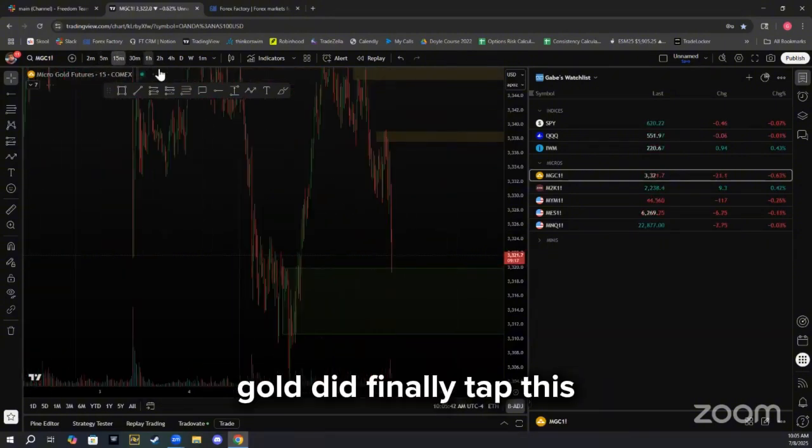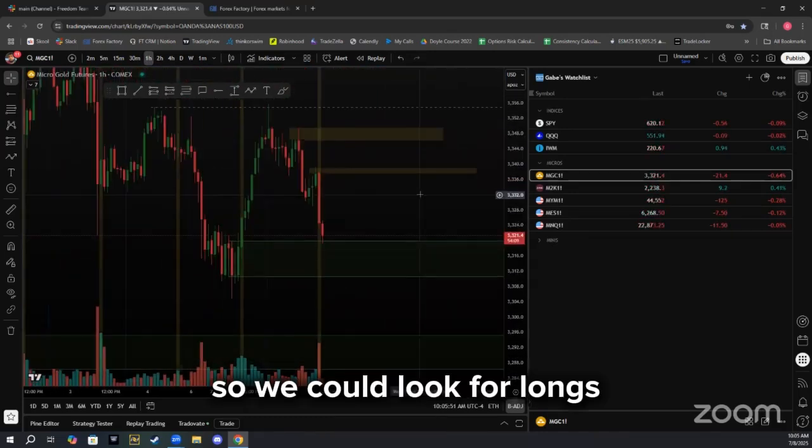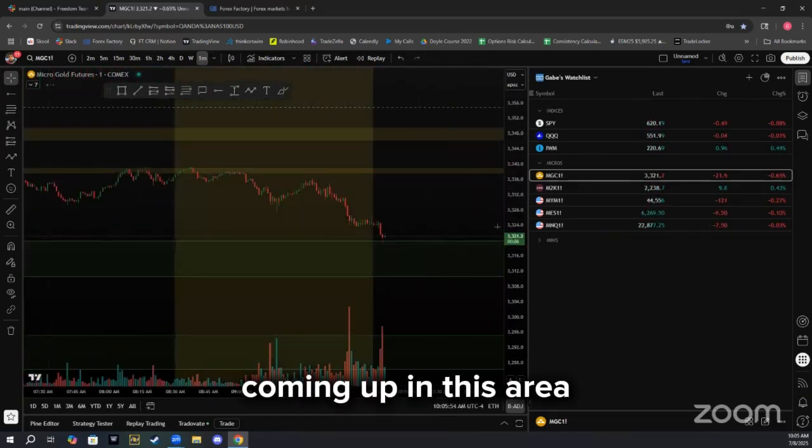Gold did finally tap this. What is this, a 30-minute, 1 hour? Yeah, 1 hour demand. So we could look for longs coming up in this area.